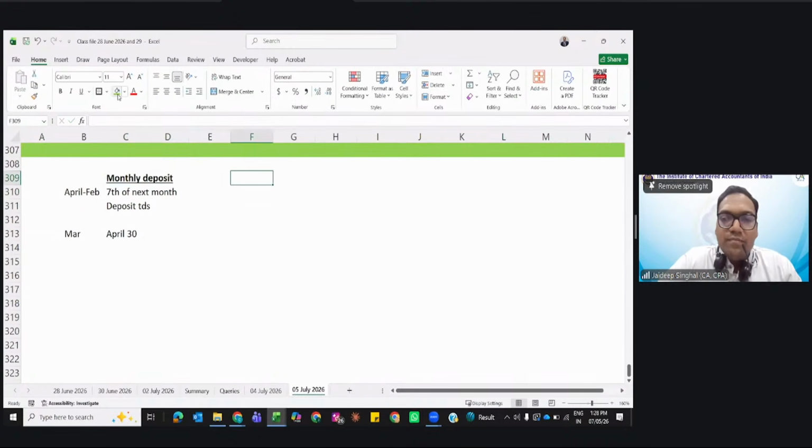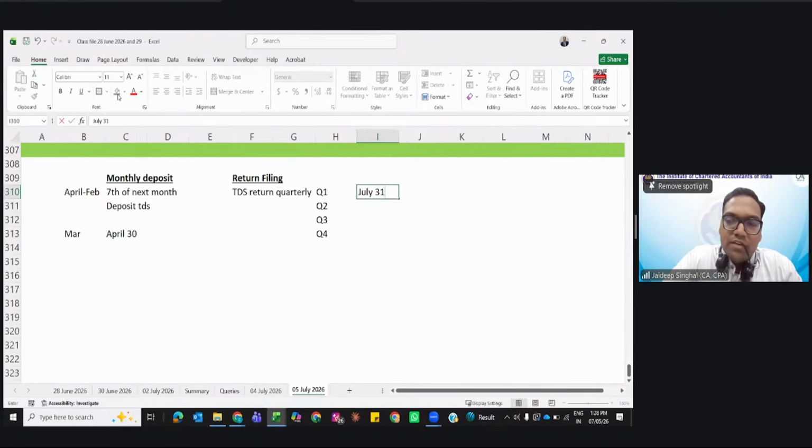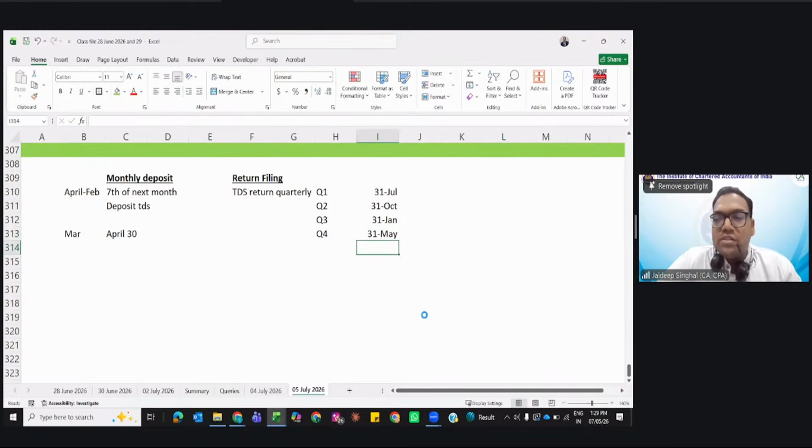And the return filing: the TDS return that you need to file is quarterly. You need to file for the first quarter, second, third, and fourth. For the first quarter, it is July 31st after the end of the quarter. Then it is October 31st. Then it is January 31st. For the last quarter, you get 2 months, because April 30th is the due date for deposit, till May 31st is the due date.